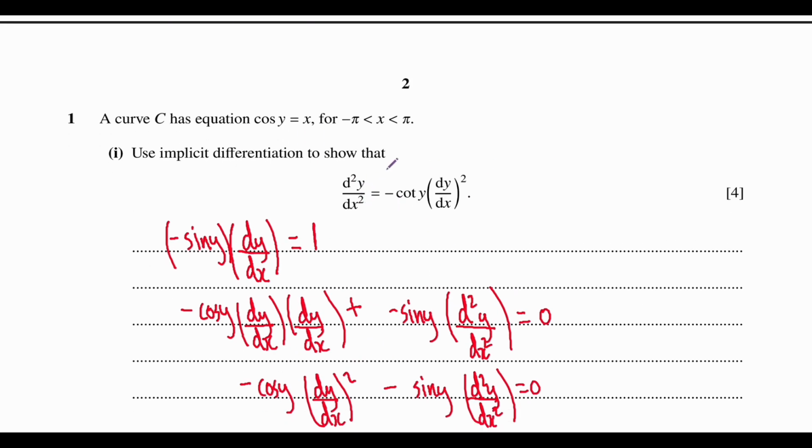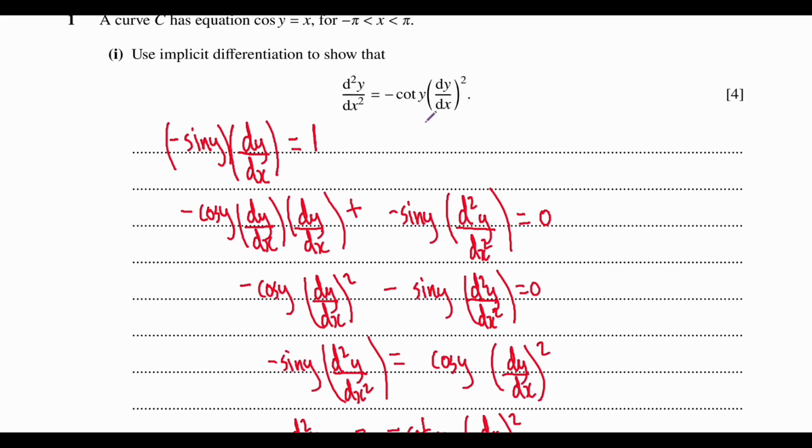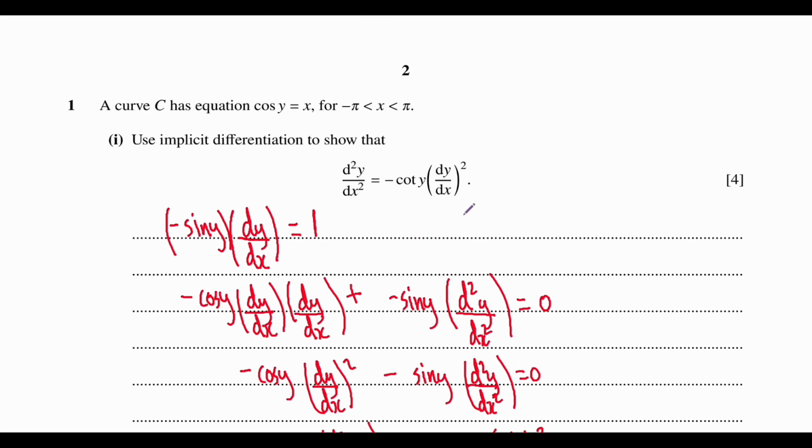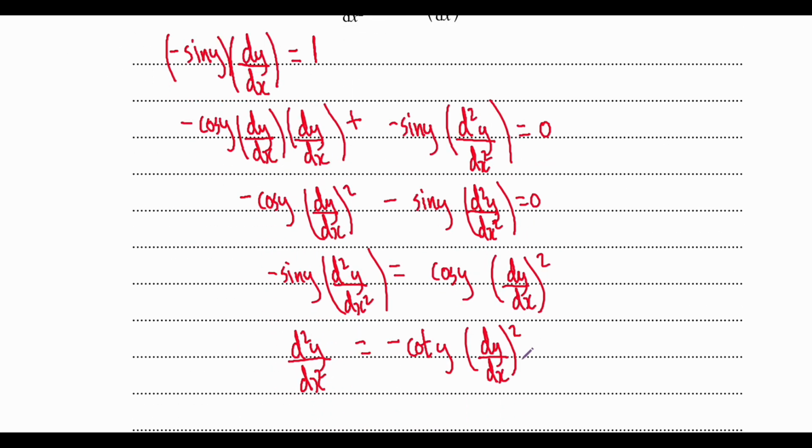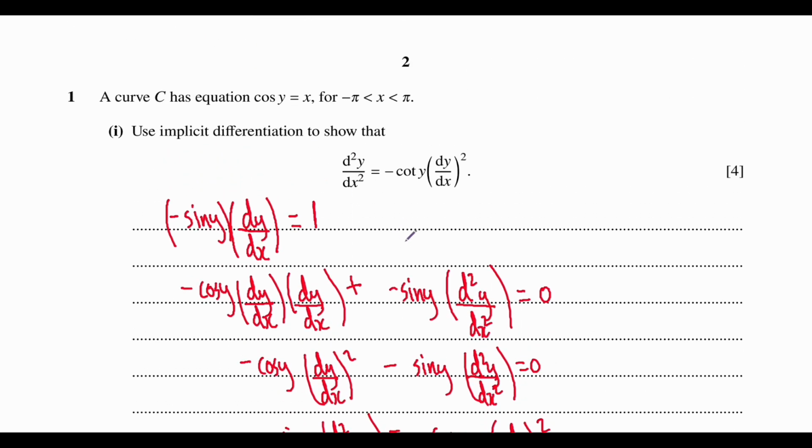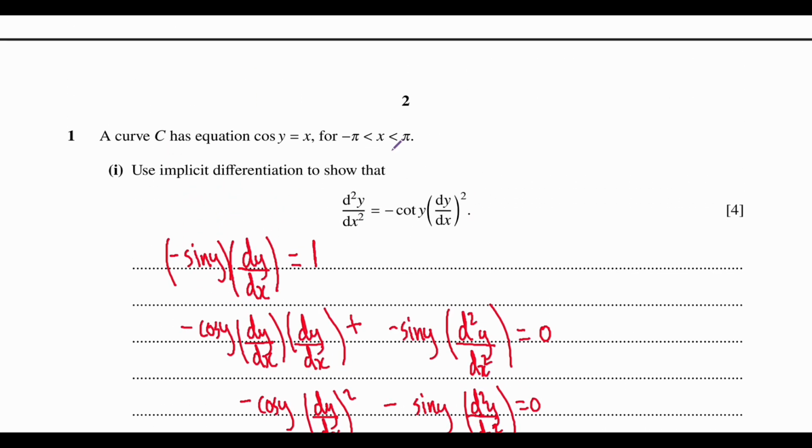You have to show the second derivative of y with respect to x is equal to negative cotangent of y times dy by dx all squared. And yeah, that's a harder example of implicit differentiation. This is from a further maths paper.